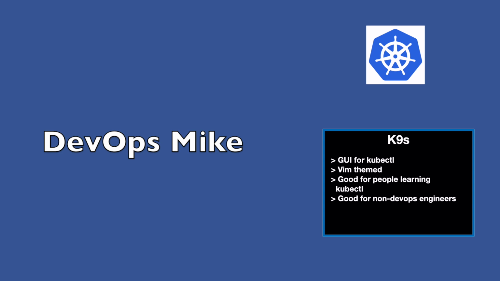Today I want to talk to you about a kubectl GUI called k9s. K9s is Vim themed, so it's very easy for people to pick up. It's a good utility for people who are just starting out with Kubernetes and aren't proficient with kubectl. It's also good for people who don't want to be DevOps engineers. I think it's a great tool for devs, for application support. So let's jump into a terminal and take a look.